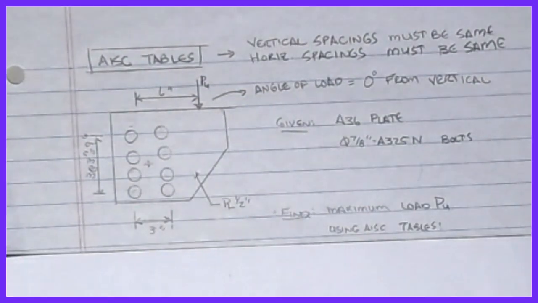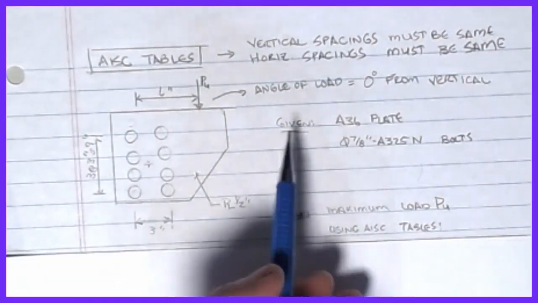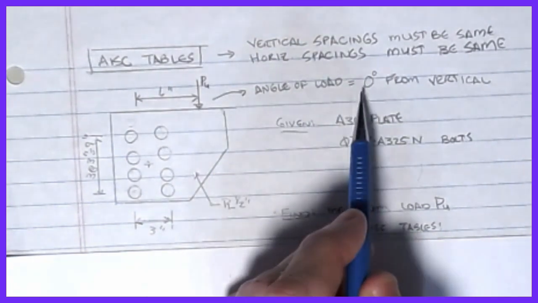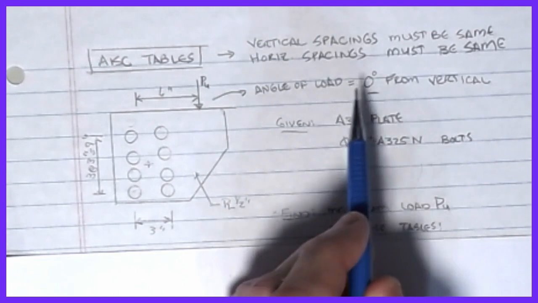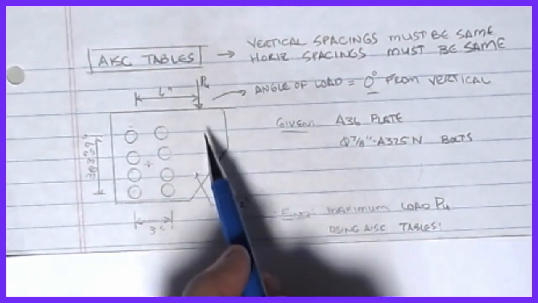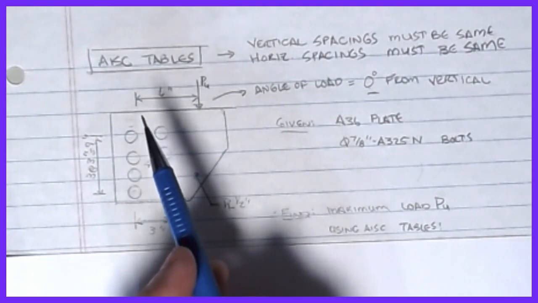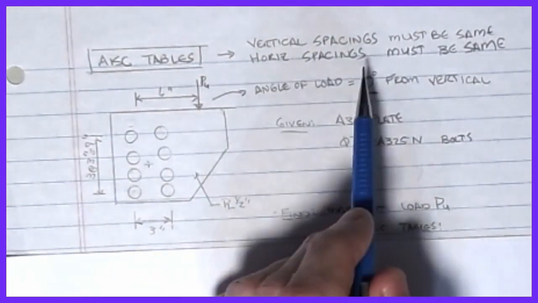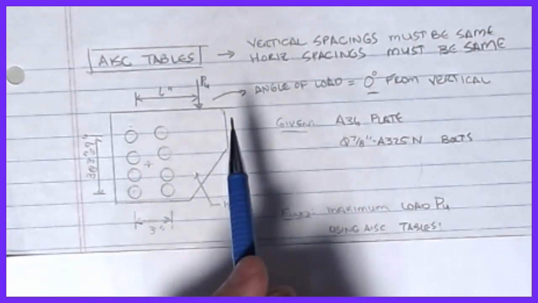Okay, given in this example, the angle of our load we're going to declare as 0 degrees. This is an important parameter because the tables are set up, and I'll show you those, but we're going to measure that angle from the vertical direction in all cases. And then for us to be able to do this, we're going to assume that vertical spacings and the horizontal spacings are all similar.